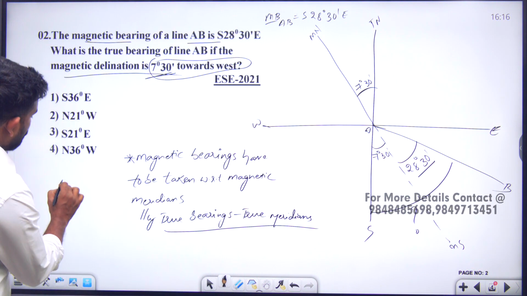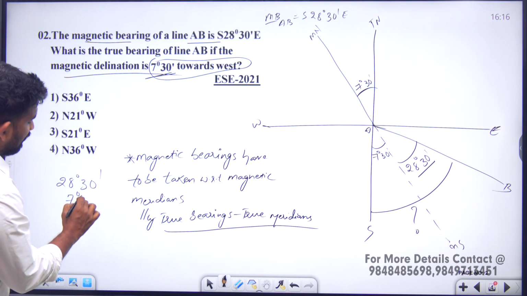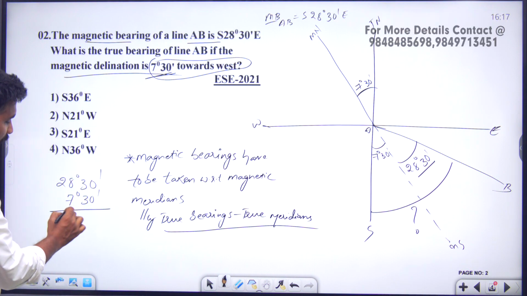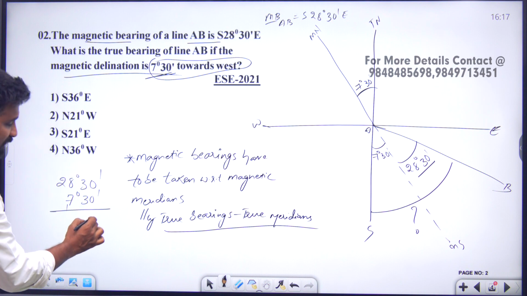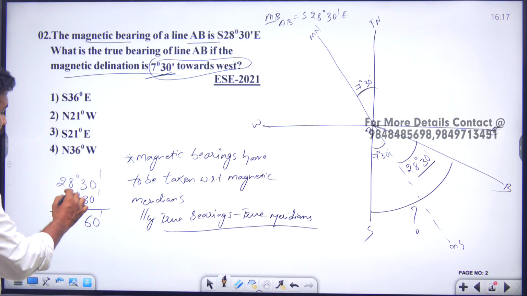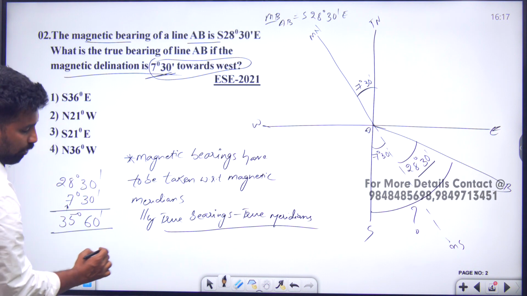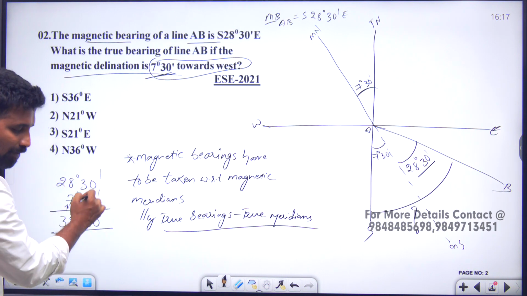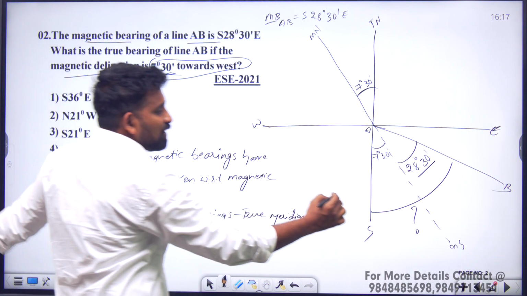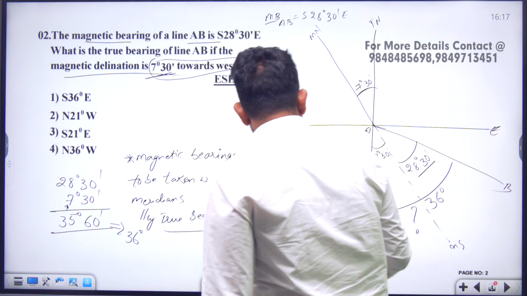How much has he given? 28 degrees 30 minutes plus 7 degrees 30 minutes. If you add these two, you will get the final answer. 30 plus 30 comes out to be 60 minutes, which is nothing but 1 degree, so 1 degree will be added here. This value comes out to be 35 degrees, so the answer is 35 degrees 60 minutes. 60 minutes is nothing but 1 degree, so this answer comes out to be 36 degrees. And now this 36 degrees is lying in between south and east.